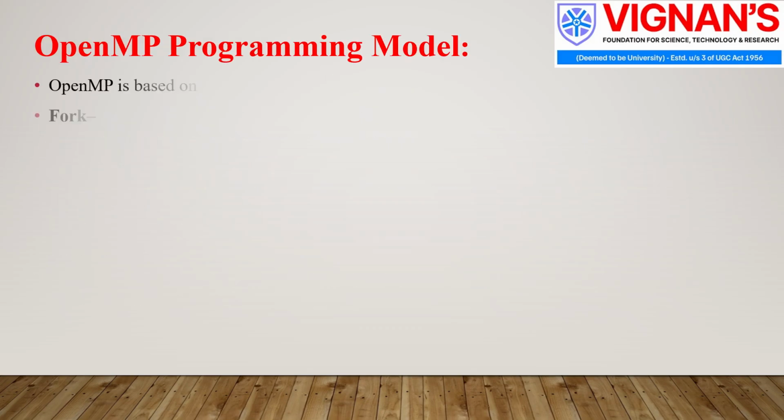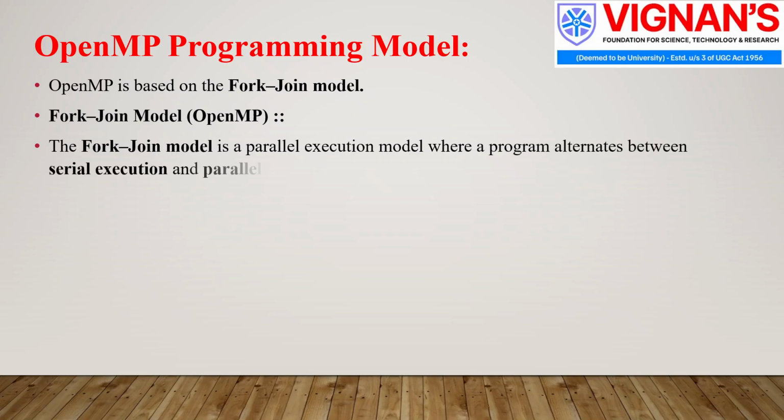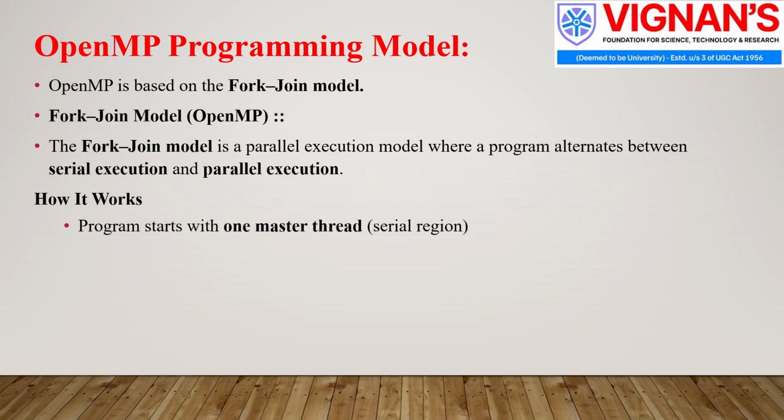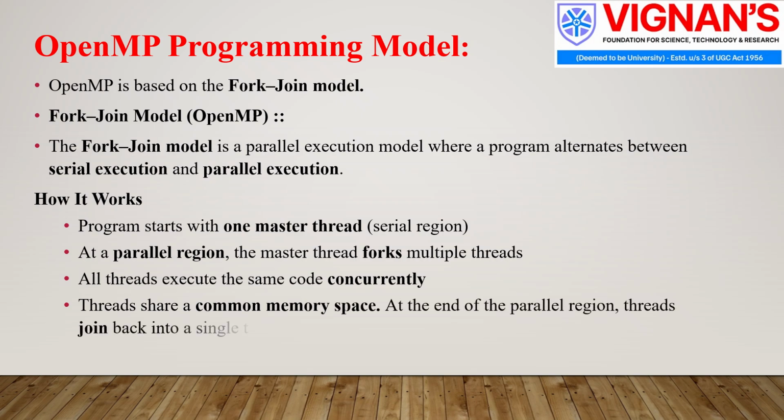OpenMP is based on the fork-join model, a parallel execution approach where a program alternates between serial and parallel execution. The program starts with a single master thread in the serial region. When it reaches a parallel region, the master thread forks multiple threads, and all threads execute the same code concurrently. The threads share a common memory space. At the end of the parallel region, the threads join back into a single thread, and execution continues serially.